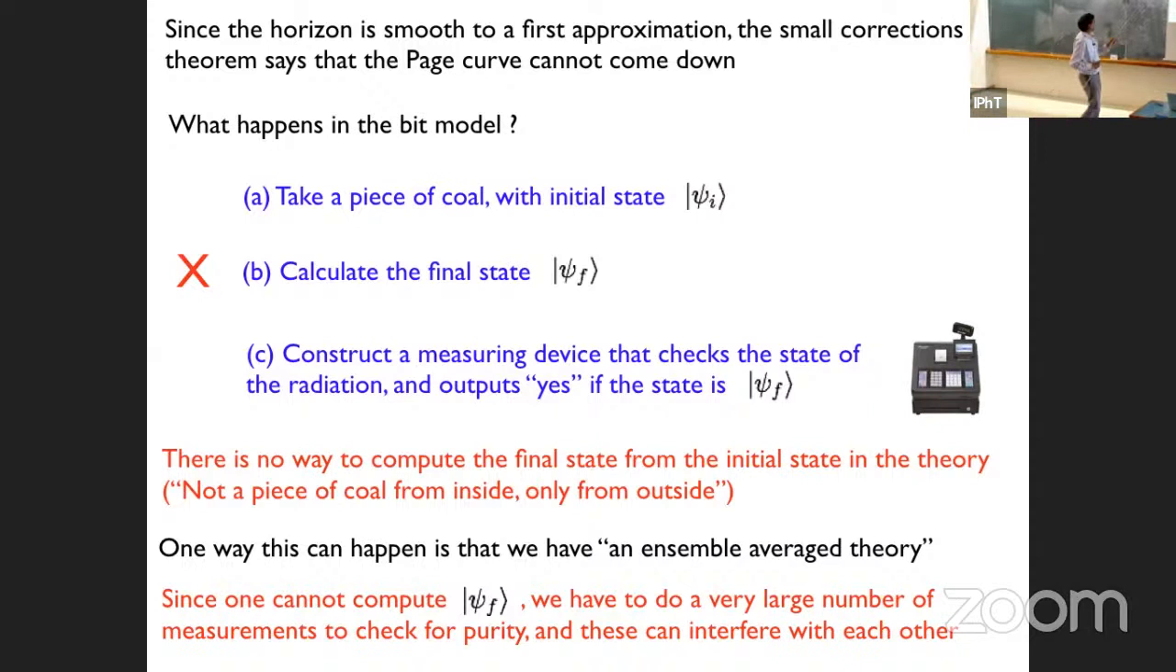And what is that step? As we said, if the horizon is smooth to a first approximation, the Page curve can't come down. That's the small correction theorem. We can't do this. He's kept the horizon smooth. And so what happens? What happens in his bit model? So you take his thing with the initial state.